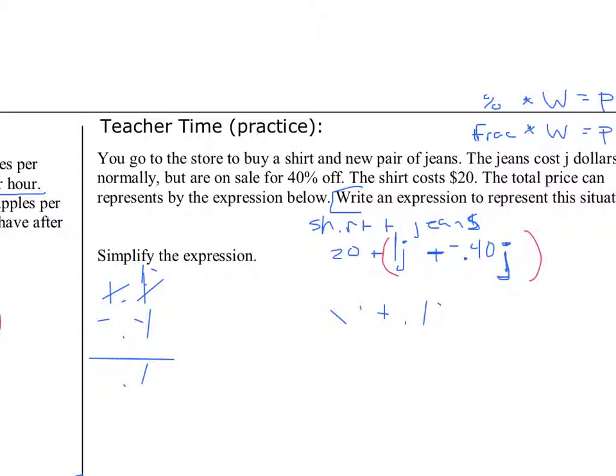So when we combine like terms, do the variables just disappear? No. So what am I missing? The J. And there's our simplified expression.